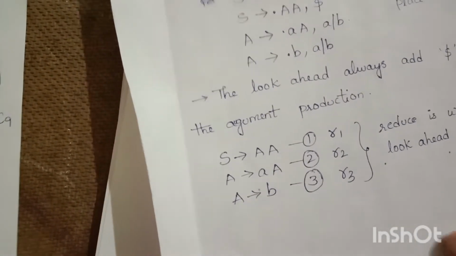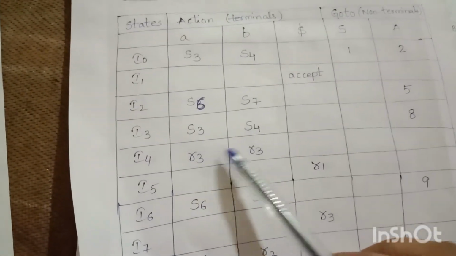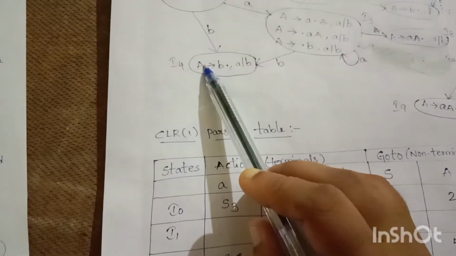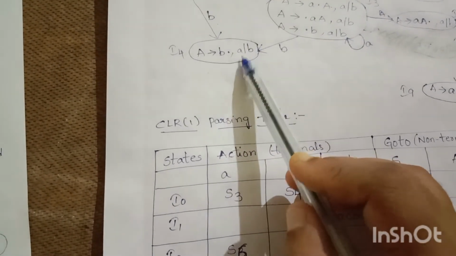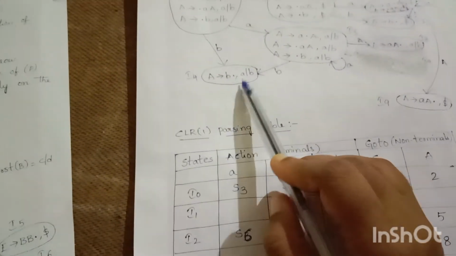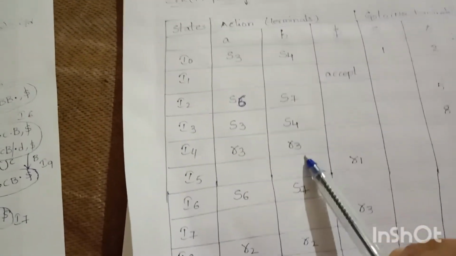And reduce 3 should be placed only on the look ahead symbols. So the look ahead symbols are nothing but A and B. On symbol A and on symbol B, you need to write reduce 3.